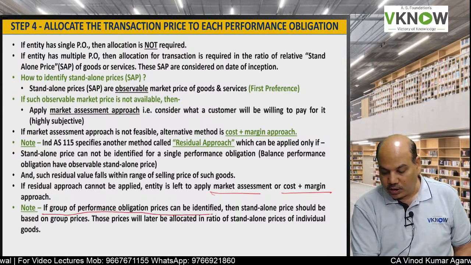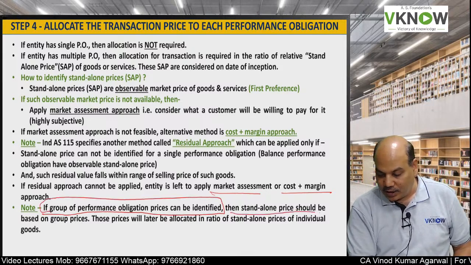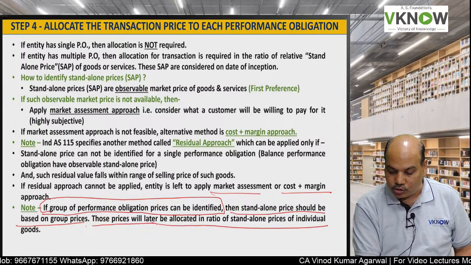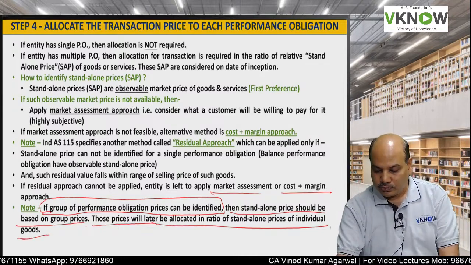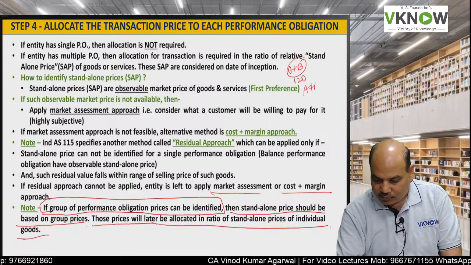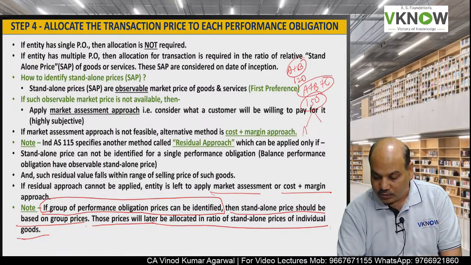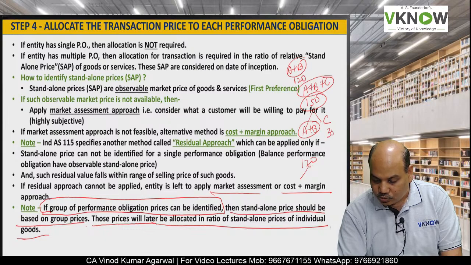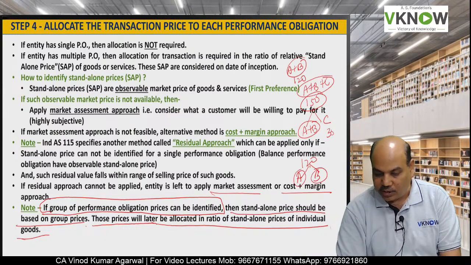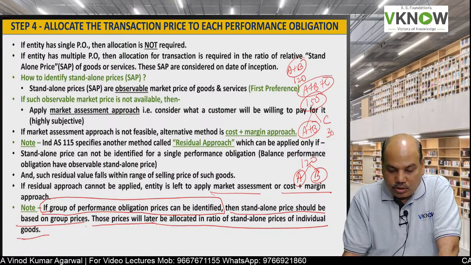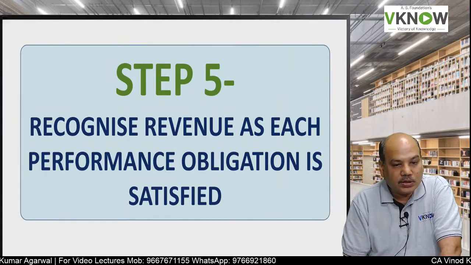If group of performance obligation can be identified, then standalone price should be based on group prices. These prices will later on be allocated in the ratio of standalone prices of individual goods. So A plus B is sold for 120. A plus B plus C is sold for 150, which means out of 150, A plus B is 120 and C is 30. Then this 120 will be further allocated between A and B in the ratio of their standalone prices. So this is called allocation of transaction price to each performance obligation.